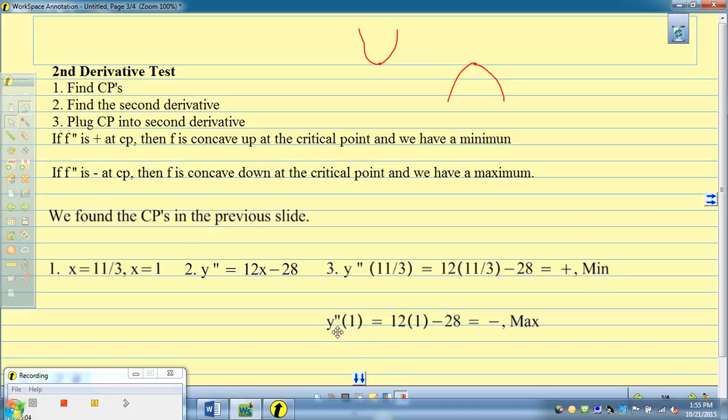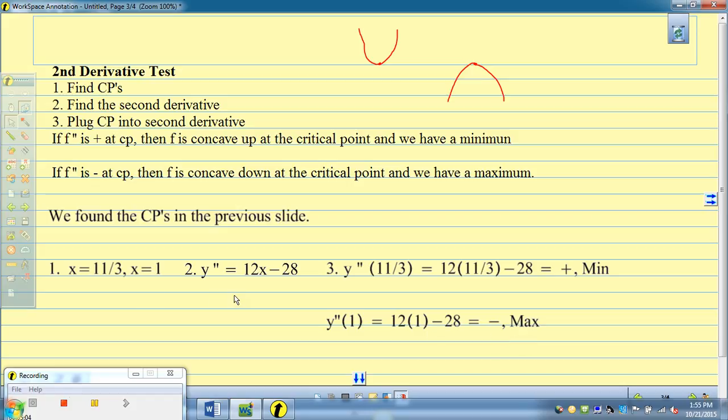And we'll do the same thing for x equals 1. We evaluate the second derivative at x equals 1. 12 times 1 minus 28 gives us a negative, which means that we have a maximum at x equals 1.